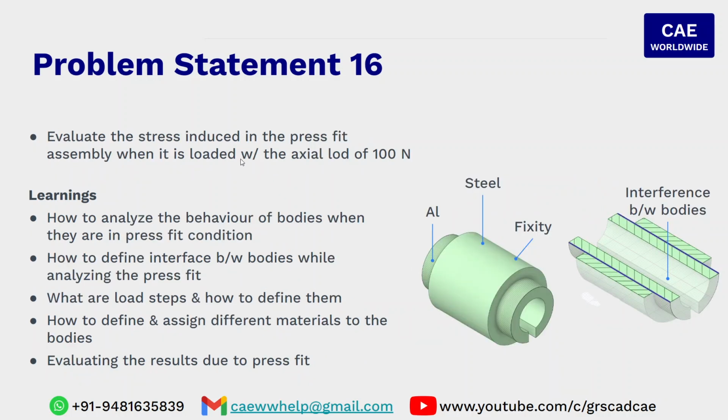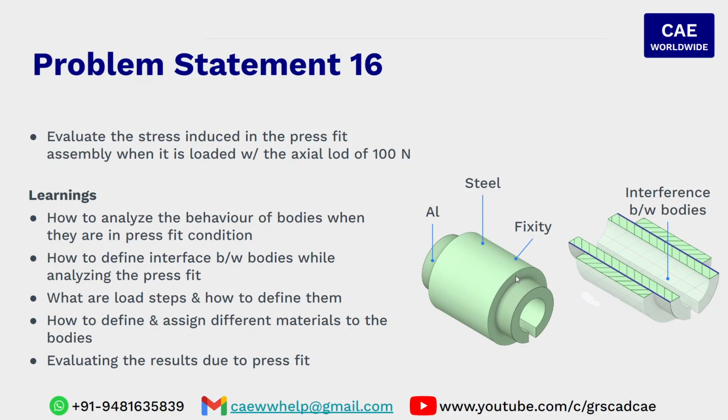The next problem statement reads like this: evaluate the stress induced in the press fit assembly when it is loaded with an axial load of 100 Newton. We can see that there are two bodies. Outside body is a hollow cylinder and inside body also is a hollow cylinder. They are in interference with each other, which means there is an interference fit or press fit between the bodies.